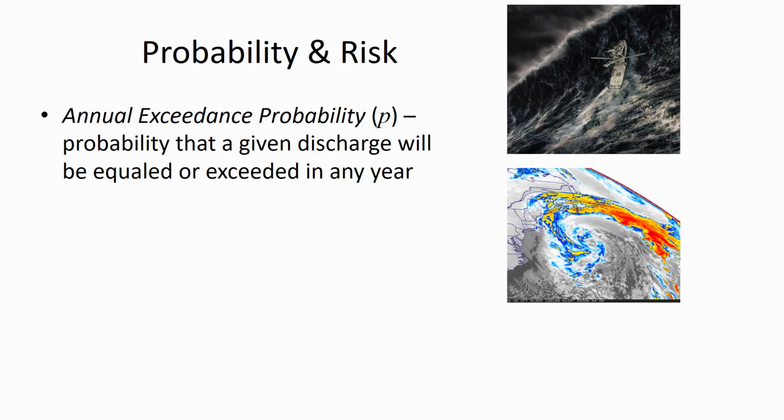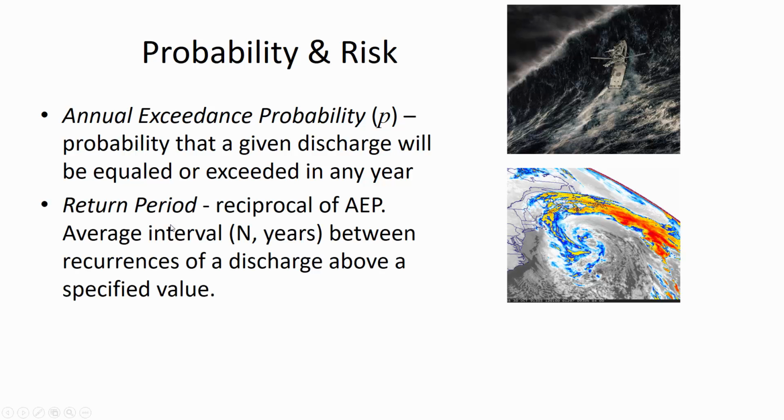And so one of the ways to measure the probability of an event is by annual exceedance. And that is a fractional representation of, on average, the likelihood of something being equaled or exceeded in a given year. Now the reciprocal, or the inverse of that, is return period. And return period is kind of how in hydrology we talk about storm sizes more often.